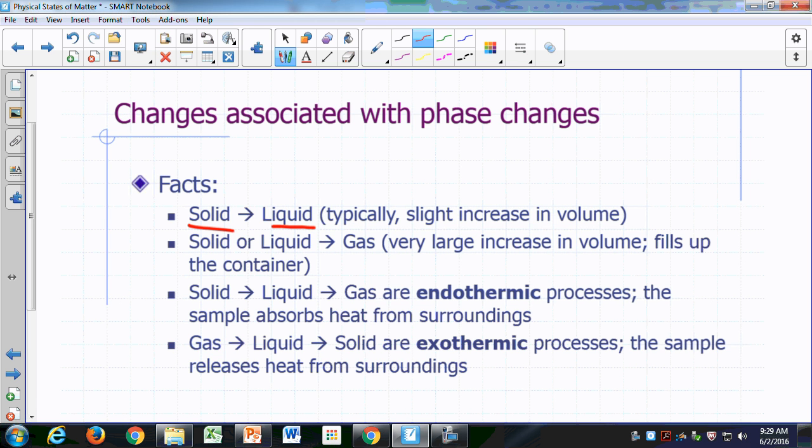In certain cases, like water, for example, ice turning into water, you actually see a slight decrease in volume. But the key word here is there's a slight change in volume. So maybe I should just say change here because it could be an increase or decrease. Typically, it's an increase.